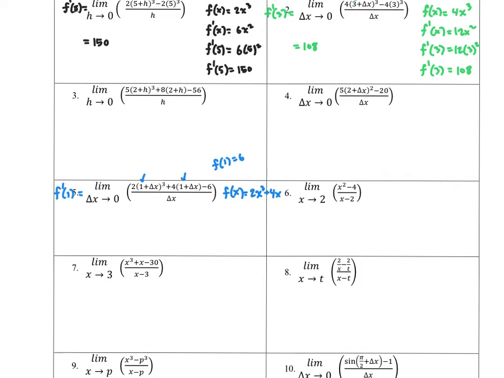Whenever I see a 1 plus delta x, I consider that like x. So you can see that I would have 2x cubed plus 4x minus, this is f at 1. All right, so let's evaluate first by finding the derivative. The derivative of f is going to be 6x squared plus 4. So the derivative evaluated at 1 will be 6 plus 4, which is 10. So this limit should come out to evaluate to 10.